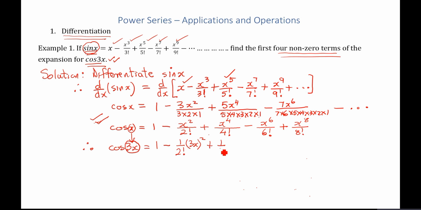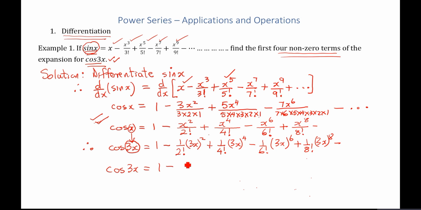Plus, I'll do the same here. I'll just separate the factorial notation. 3x all to the power 4. So every term is replaced by 3x. 1 over 8 factorial, 3x to the power 8. That will be a minus, alternating series. And then I can complete this by simplifying. What am I finally left with? 1.